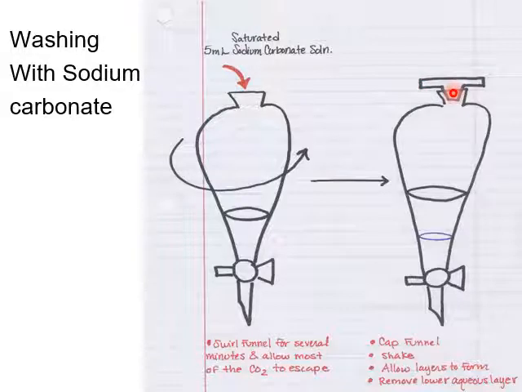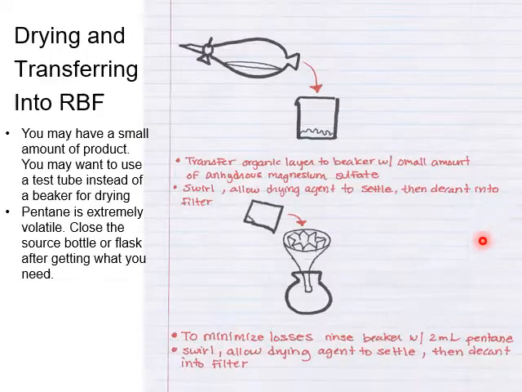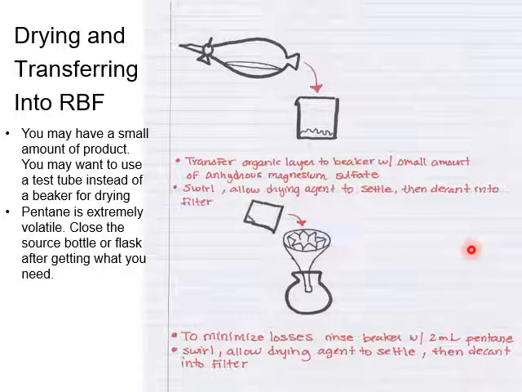you need to cap your funnel and shake it, and allow it to have two separate layers, and again remove the bottom layer, which is the aqueous layer. The top layer is your product. After removing the bottom layer, you need to decant your product to a beaker and add anhydrous magnesium sulfate to dry your product.